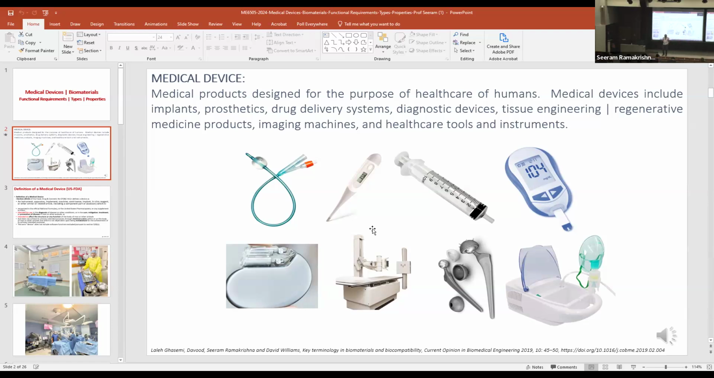Below there are some nice images. You have different commonly used medical devices in healthcare. And that's just a small number. There are thousands of them. So I just give you some examples, just to relate to what we are talking about.